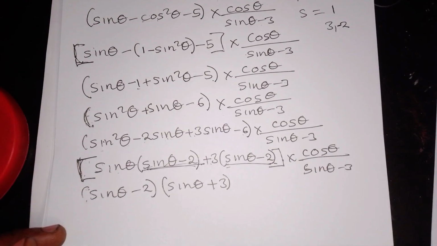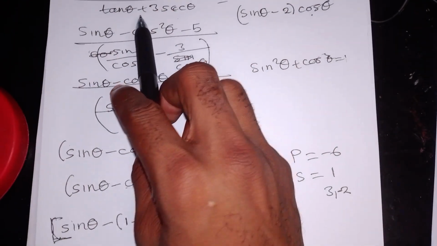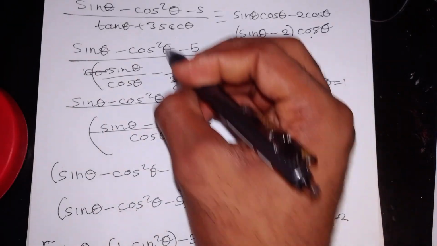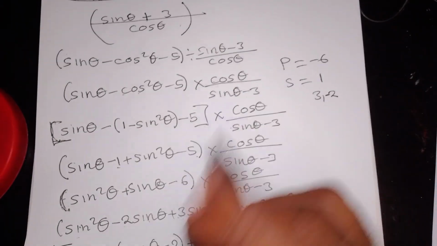Okay, let me just pause. Okay, figured it out. The mistake was here. So this was a plus. So it went all the way.